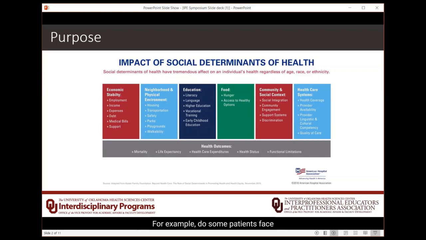For example, do some patients face barriers in accessing healthy food options? How does that relate to their ability to maintain a healthy diet? And what can health professionals do to address those barriers? And lastly, how can interprofessional collaboration help address social determinants of health?